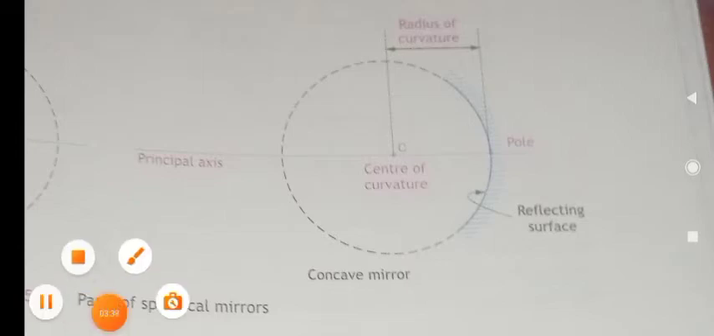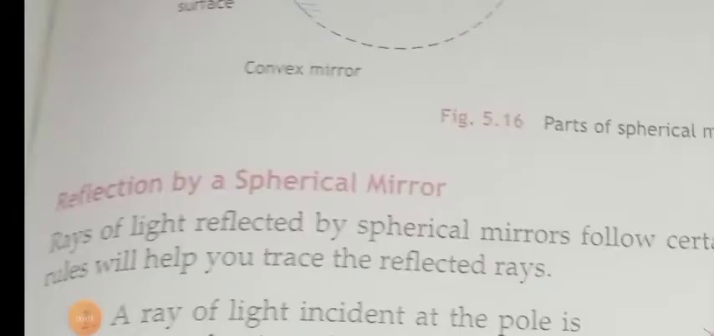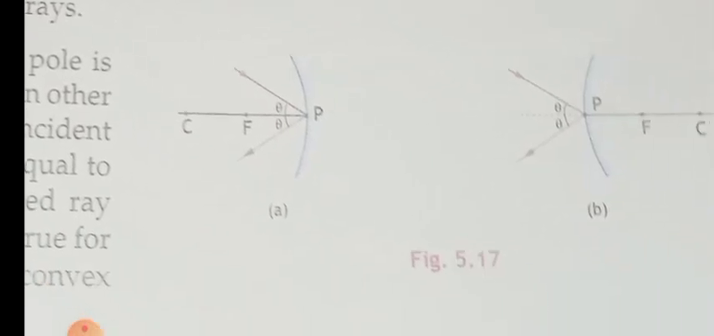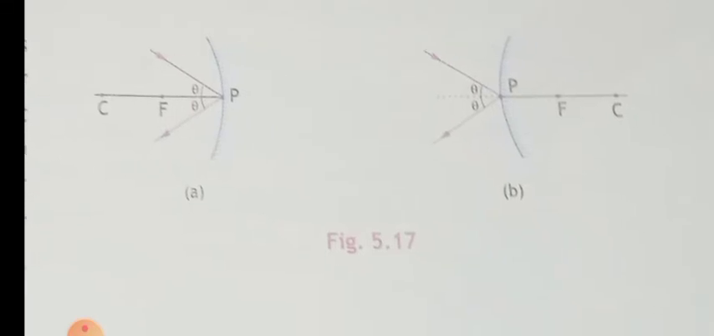Now, reflection by spherical mirror. How does the reflection take place in a spherical mirror? Look at the first case. A ray of incident light at the pole is reflected as in a plane mirror. In other words, the angle between the incident ray and the principal axis is equal to the angle between the reflected ray and the principal axis. This is true for concave as well as convex mirrors.